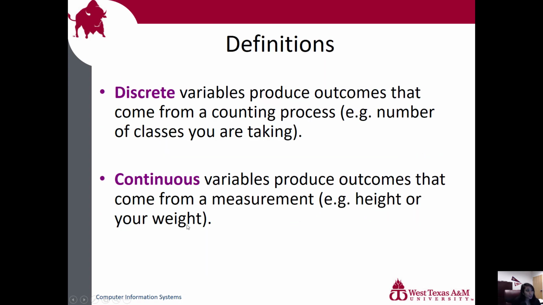These definitions should be quite familiar to you. So we have discrete and continuous variables. Discrete variables produce outcomes that come from a counting process, such as the number of classes you're taking, the number of students at WT, the number of mistakes in a given invoice. Continuous variables, on the other hand, are outcomes that come from a measurement. So height or weight, something that has a continuous amount of decimal points.